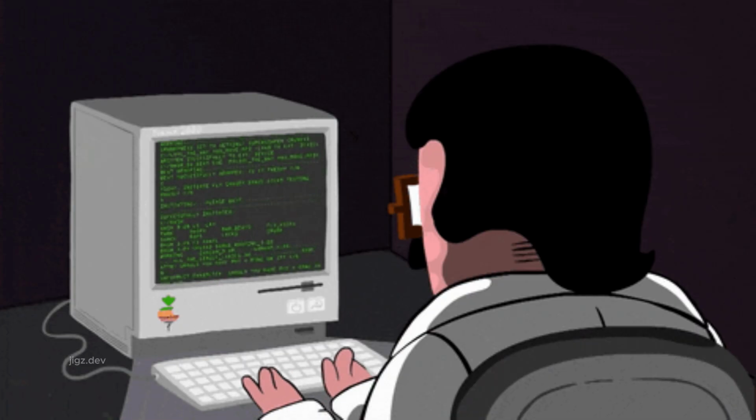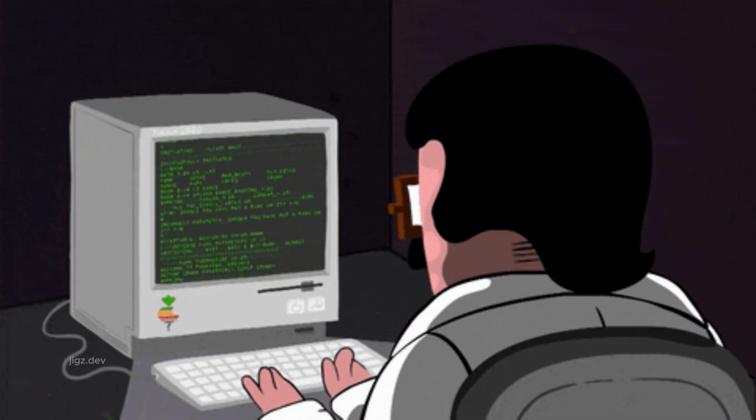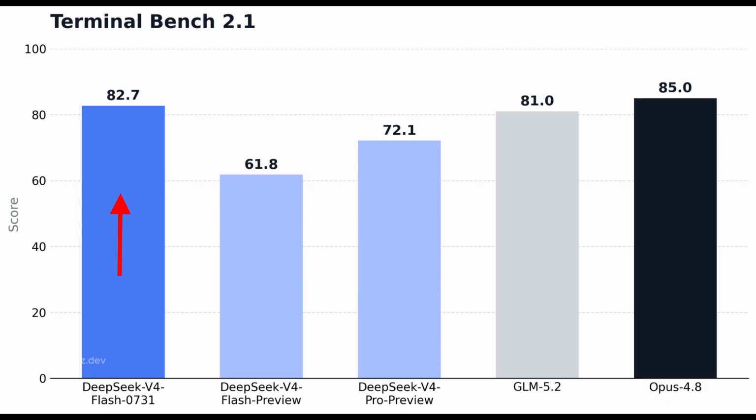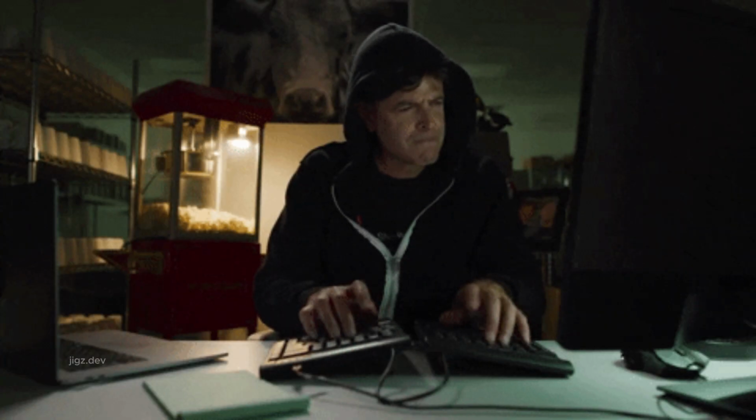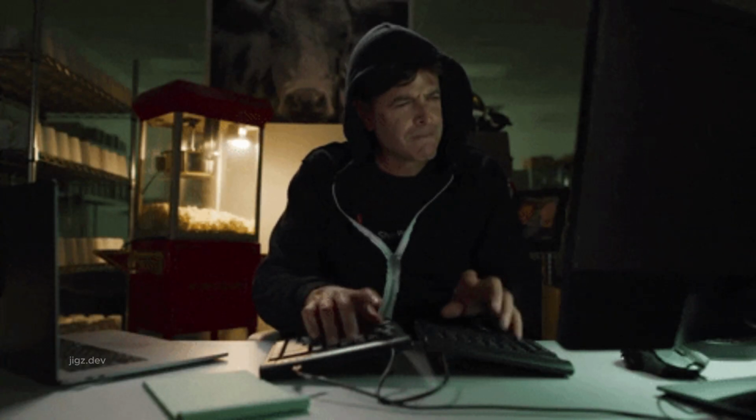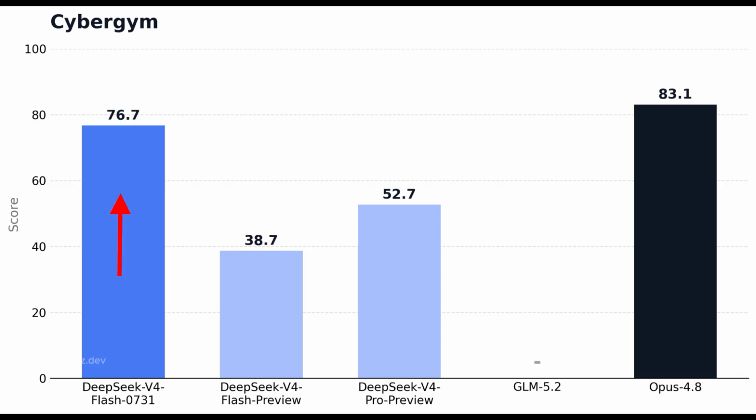On Terminal Bench 2.1, which uses Terminal to finish coding tasks, it scores 82.7. That's up from 61.8 on the Flash preview and 72.1 on the V4 Pro preview. On Cybergym, which tests cybersecurity-related tasks, it scores 76.7.